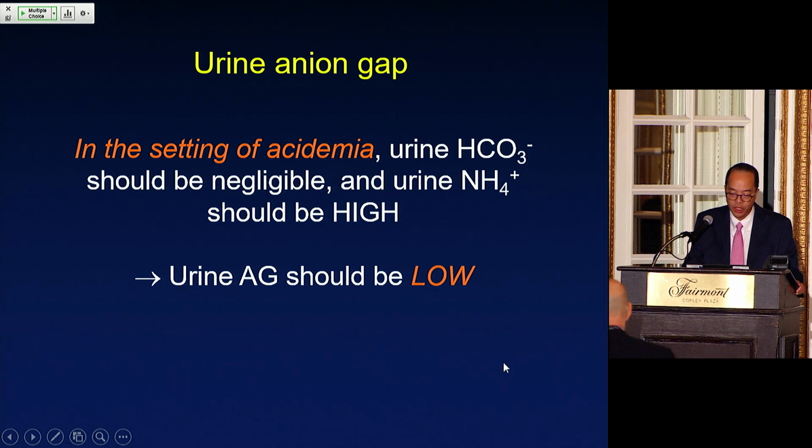So how the urine anion gap is used is this. In the setting of a patient that is acidemic, the urine bicarbonate should be 0, should be negligible, and the urine ammonium should be high. That's how the kidney compensates for acidemia, by increasing ammonium excretion. And so if your bicarb is low and your ammonium is high, your urine anion gap should be low.